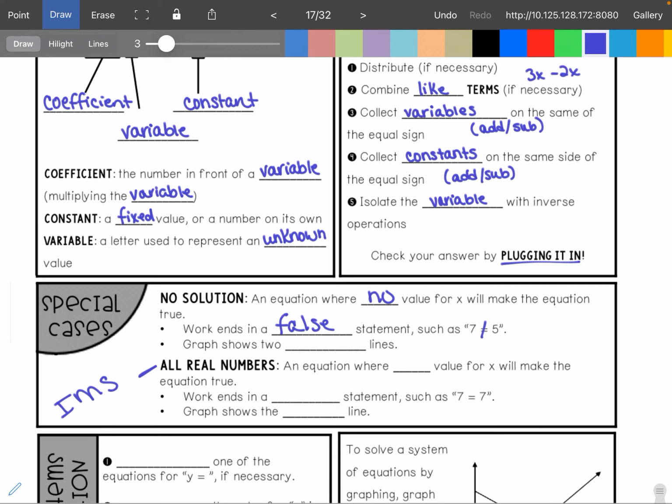On a graph, it's going to show that the two lines are parallel, that they will never intersect. And when lines are parallel, here's a little hint, their slopes are the same. If you get something where you have all real numbers or infinitely many solutions, that means that you have an equation where any value for x will make the equation true. Work will end in a true statement such as 7 equals 7. On a graph, if you were to graph them out, they are actually the same line.